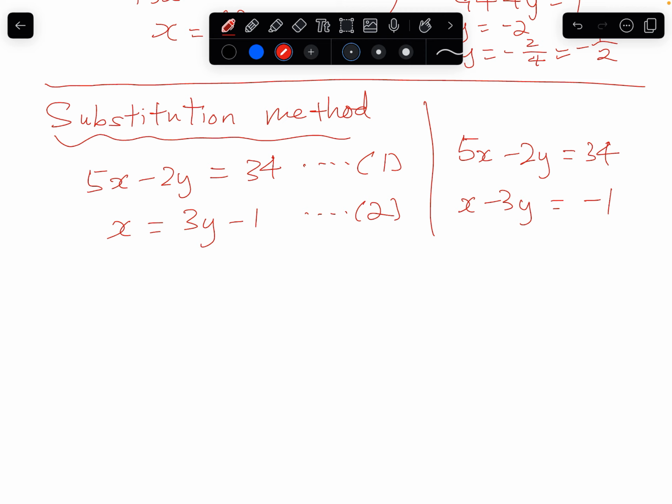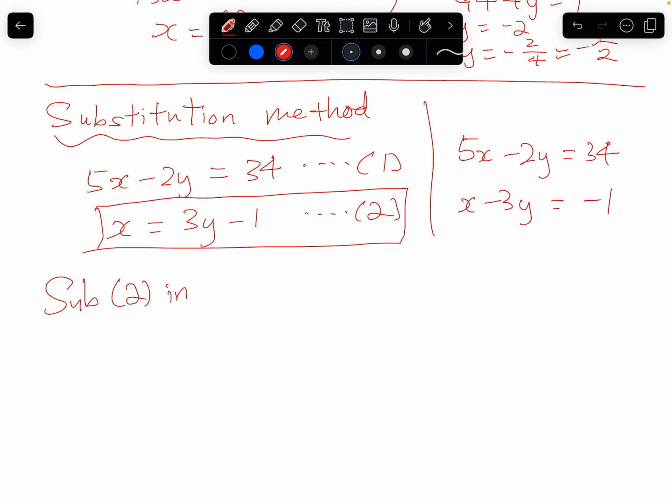I think the fact that it's called substitution means that we're trying to replace one variable with another variable. Does that kind of make sense? Now the trick comes to this, which is equation 2. We know that x can be written as 3y minus 1. So what I'll do is I'm going to substitute equation 2 into equation 1. So I'm going to replace this x here with 3y minus 1.